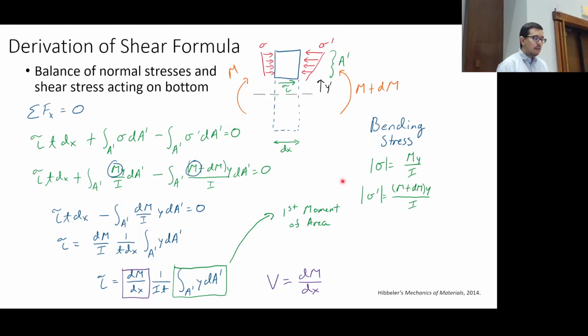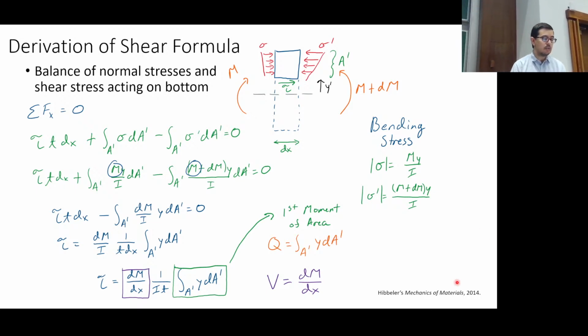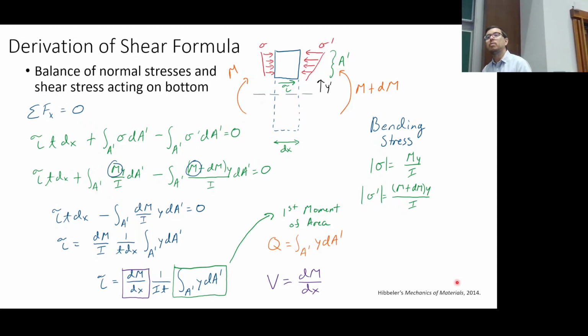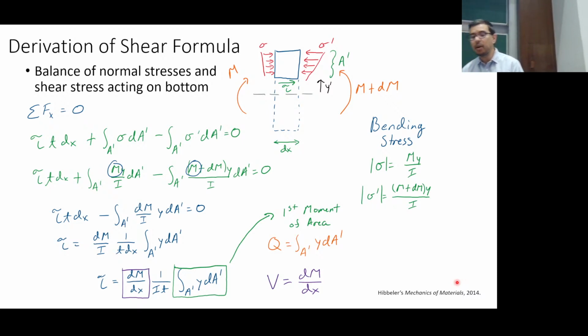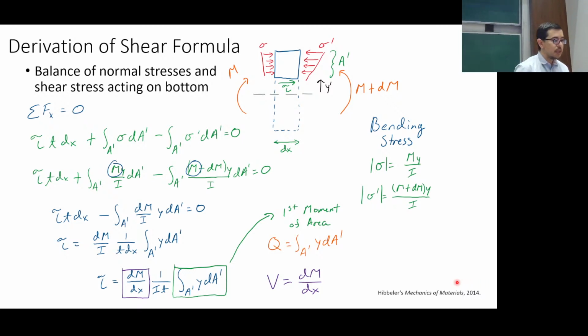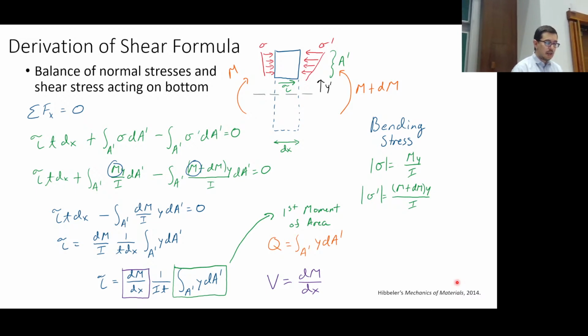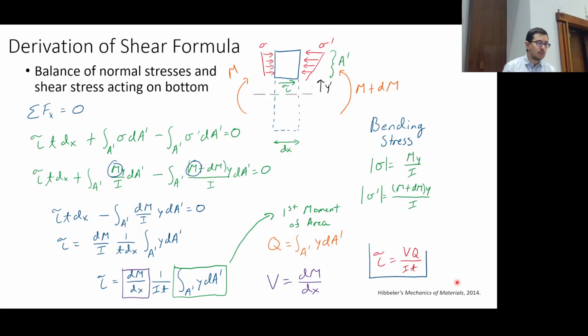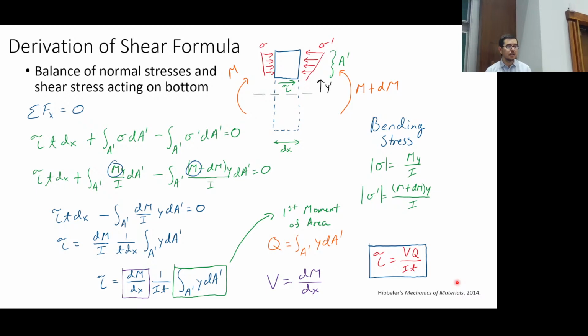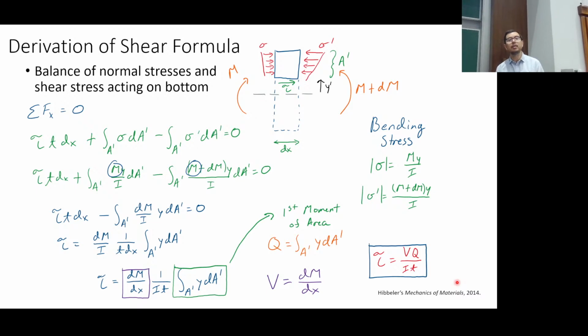The variable we give this first moment of area is not I, which is what we had before, but Q. So Q is equal to the integral of y dA prime over the region A prime. And the transverse shear stress formula is V quit. So don't quit on the transverse shear stress. VQ over IT.